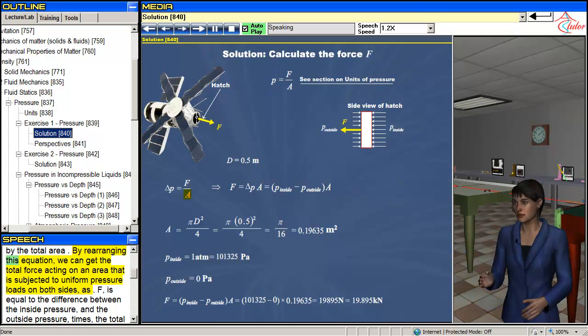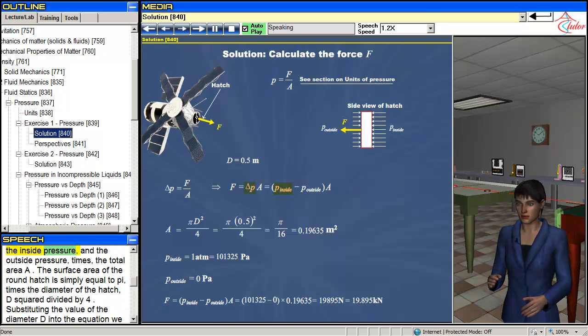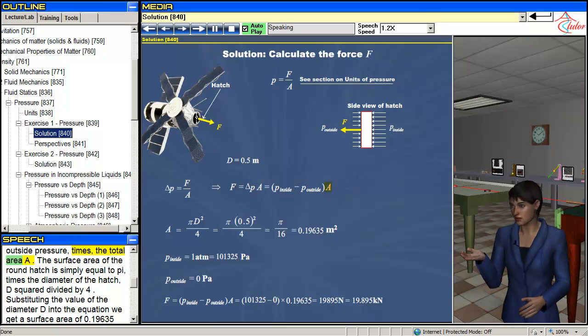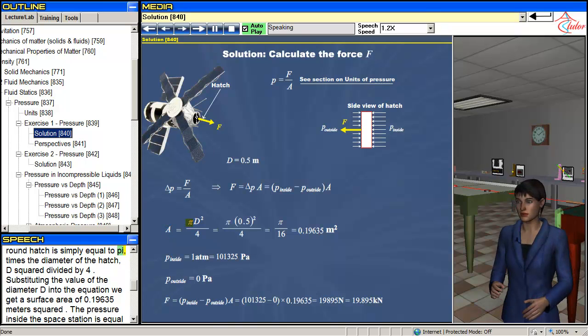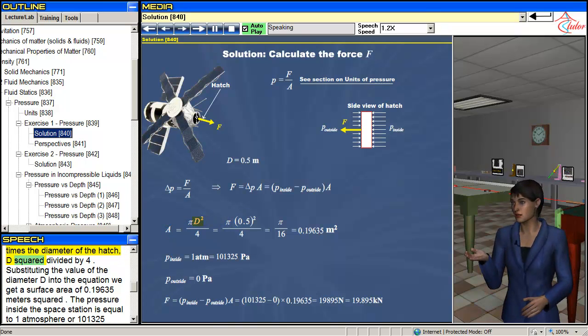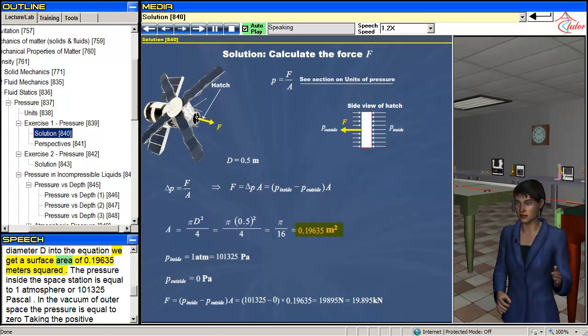By rearranging this equation, we can get the total force acting on an area that is subjected to uniform pressure loads on both sides, as F is equal to the difference between the inside pressure and the outside pressure times the total area A. The surface area of the round hatch is simply equal to pi times the diameter of the hatch, d squared, divided by 4. Substituting the value of the diameter d into the equation, we get a surface area of 0.19635 meters squared.